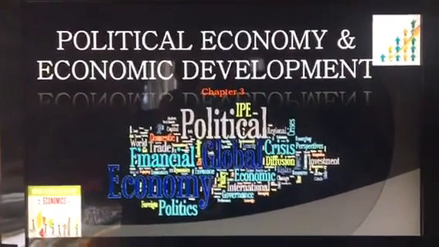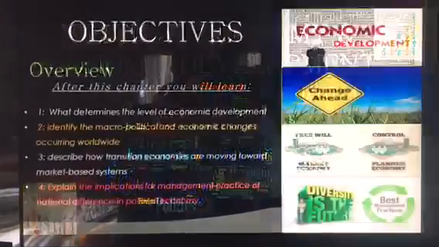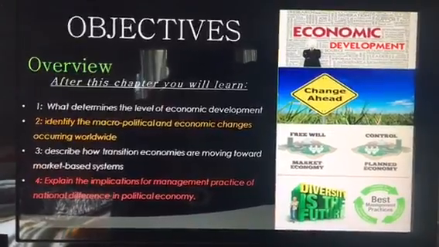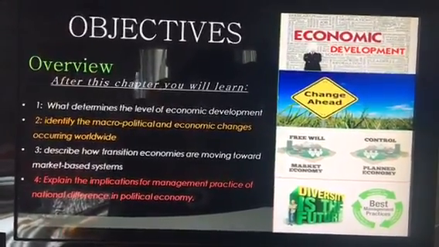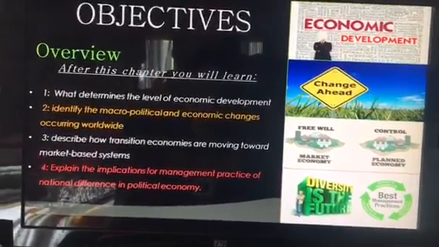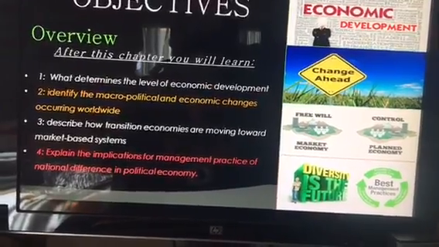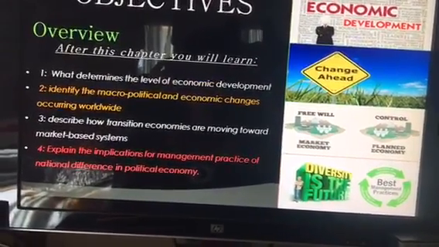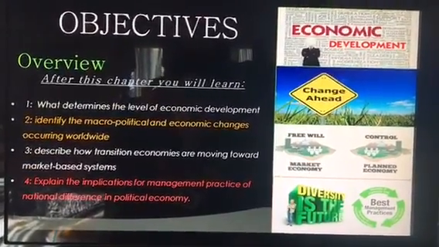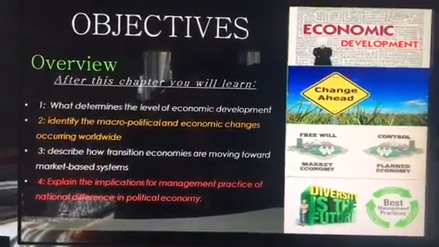Hello, so today we'll be talking about political economy and economic development, which is for chapter 3. There are 4 objectives for this chapter. The 4 objectives are what determines the level of economic development in a nation, how political economy is changing around the world, market-based systems, and how these differences can have an effect on other factors like costs, benefits, or risks that can happen because of this. Or basically when we make business with other countries.